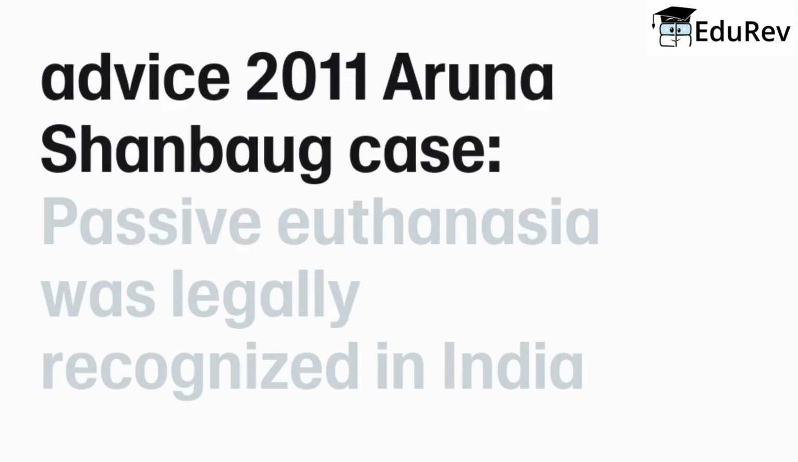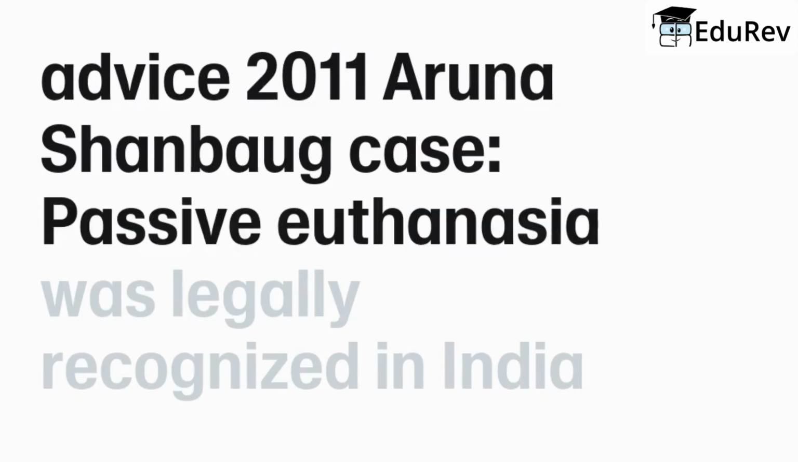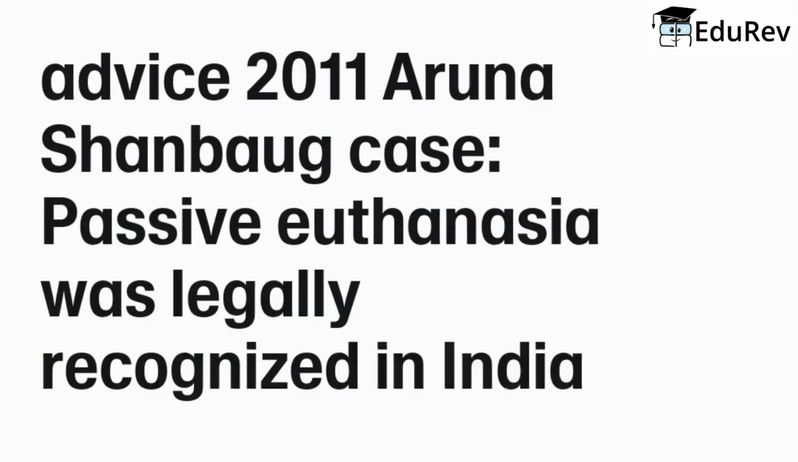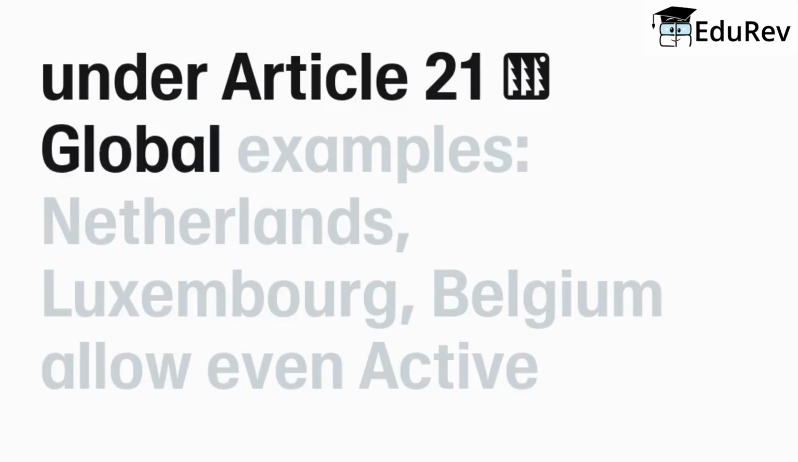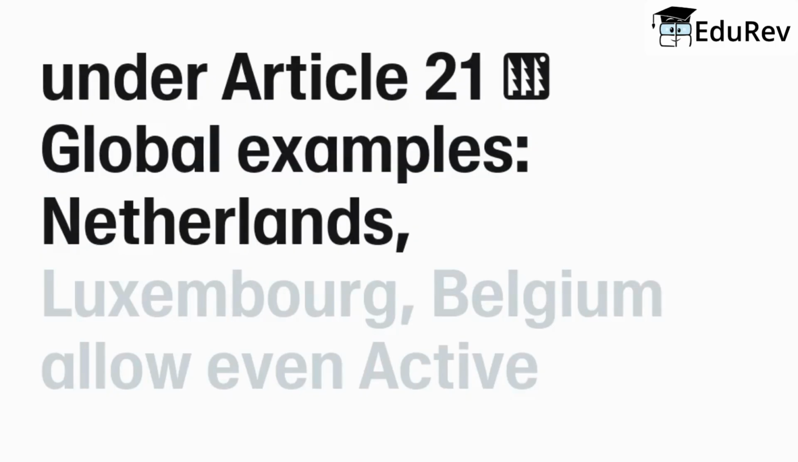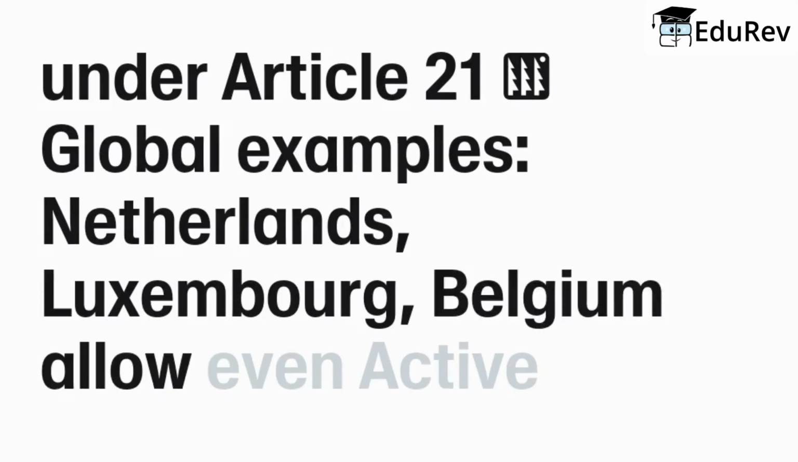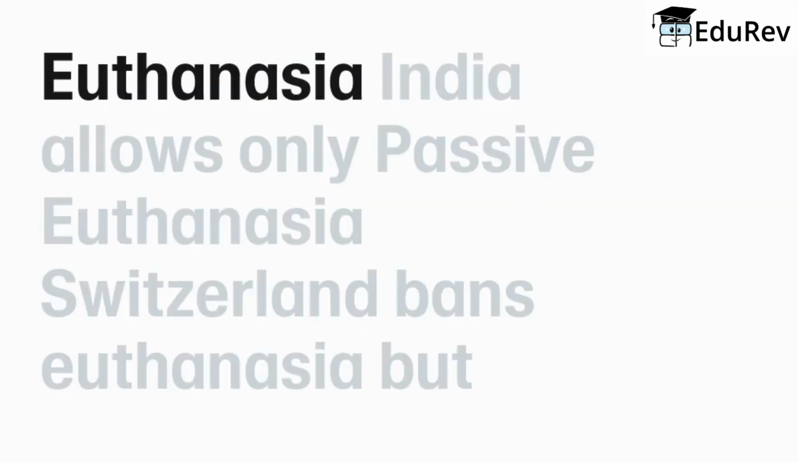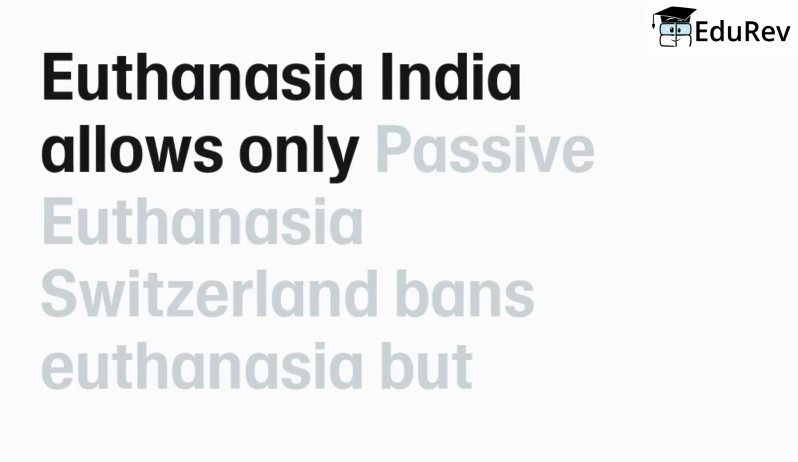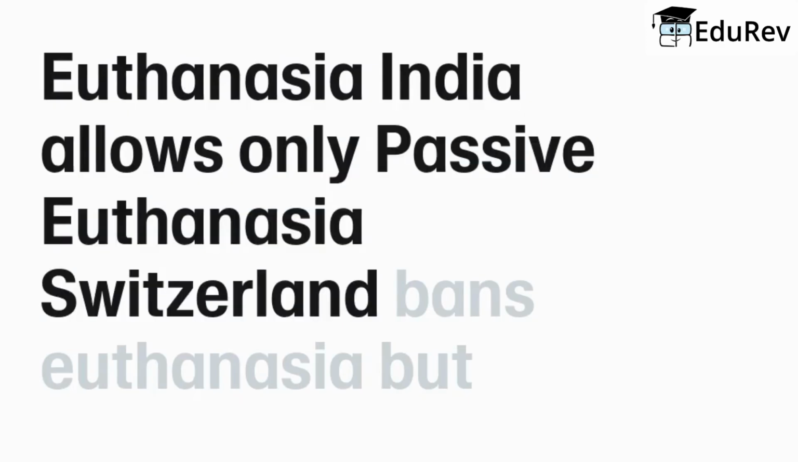2011, Aruna Shanbaug case. Passive euthanasia was legally recognized in India under Article 21. Global examples. Netherlands, Luxembourg, Belgium allow even active euthanasia. India allows only passive euthanasia. Switzerland bans euthanasia but allows assisted suicide under certain conditions.